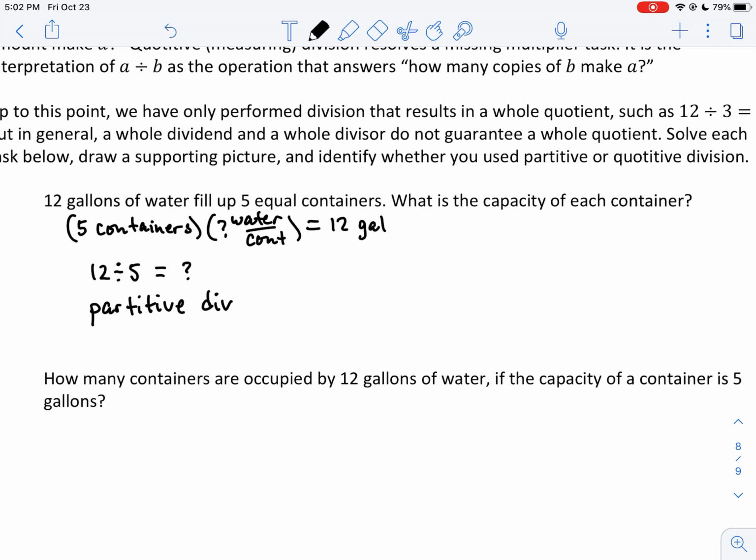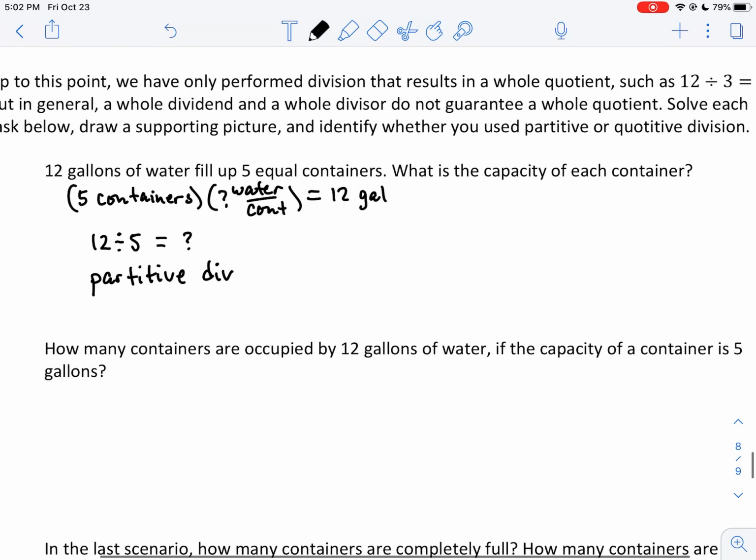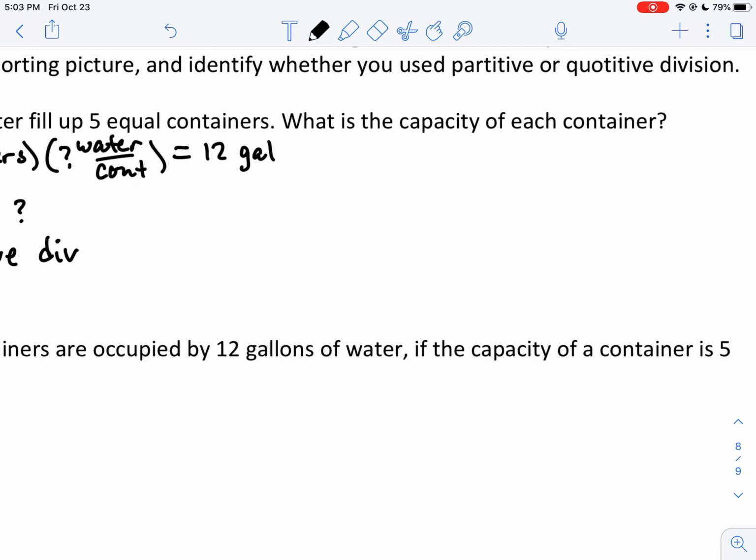Now we're going to draw a supporting picture that's going to help us get to what 12 divided by 5 is. That's the same thing as just doing 1/5 of 12, really. If you remember, if you divide 12 into 5 equal pieces and keep one of them, then that is 1/5 of 12. But we haven't really talked about how to multiply a fraction with a non-unit yet, so that's coming up. So we're going to approach this as if we don't know that. 12 divided into 5 containers.